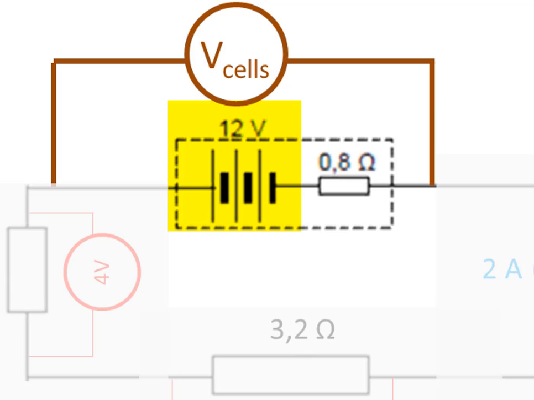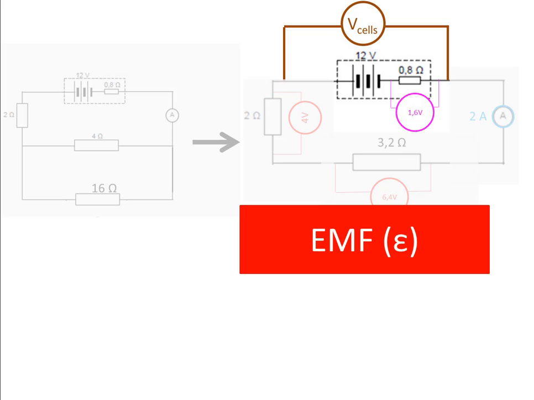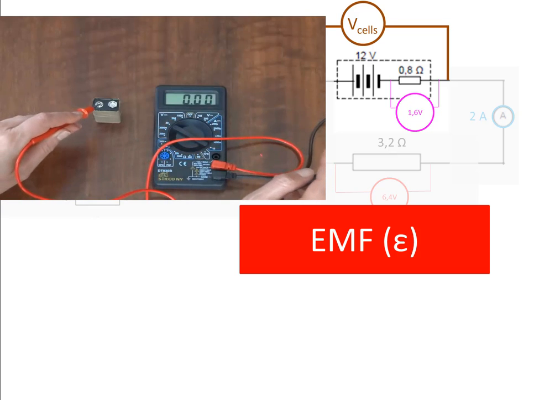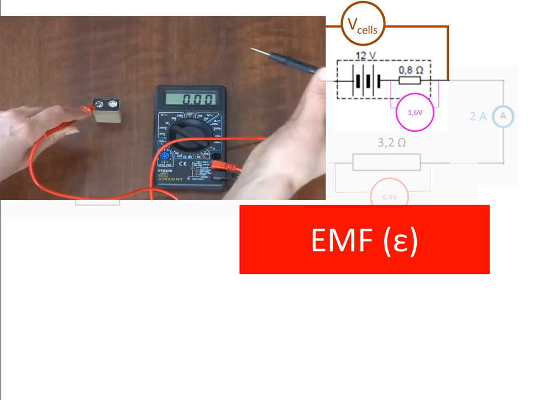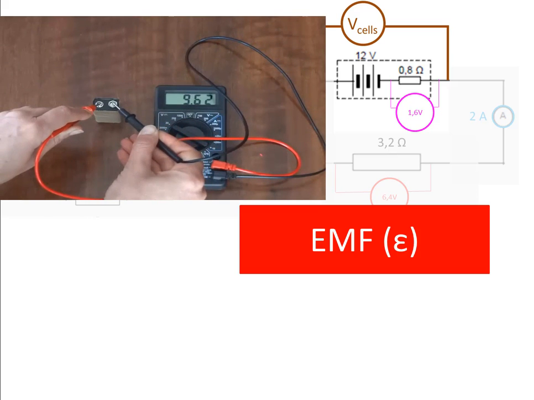The EMF, which is 12 volts in this case, and the lost volts, which are 1,6 volts in this case. The EMF is the voltage which the battery puts in. You can measure its value by placing a voltmeter across the terminals of a battery when it's not connected in a circuit, so that no current is flowing through it.